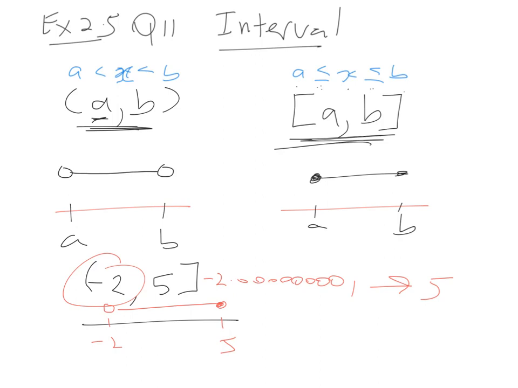Little tip, if you ever talk about infinity, that always has a round bracket. And you've got to be really careful. Sometimes these get confused with coordinates, so be really careful with these ones here. But that's the way we go about representing set notation as interval notation.